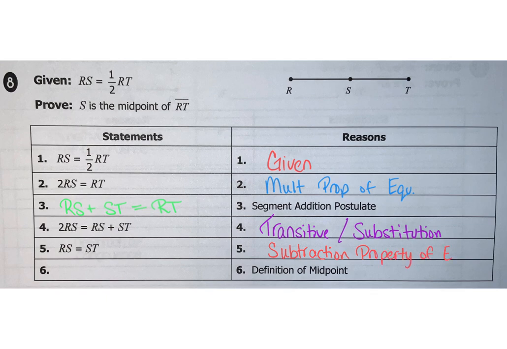All right, for this last one, your last statement will always be what you're trying to prove, because that's when you know you're done. You're done when you have written what you're trying to prove. And so here you have that RS equals ST. What does that tell you about S? That S is the midpoint of RT. And that is your final statement. S is the midpoint of RT.